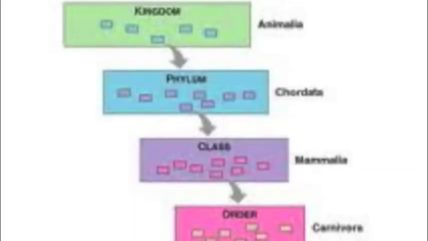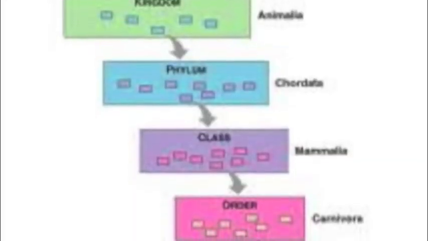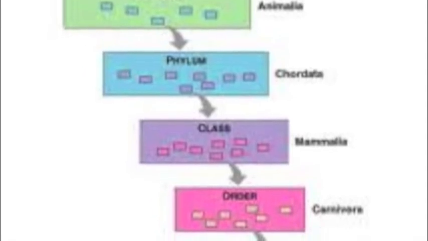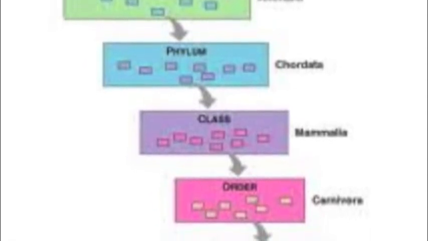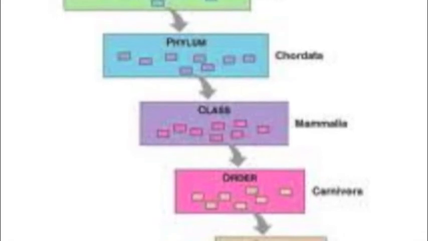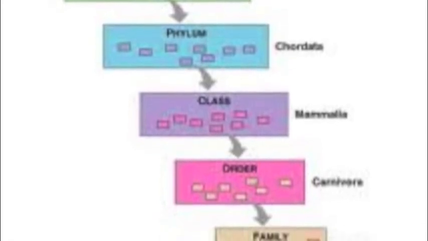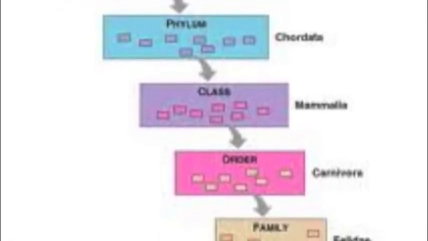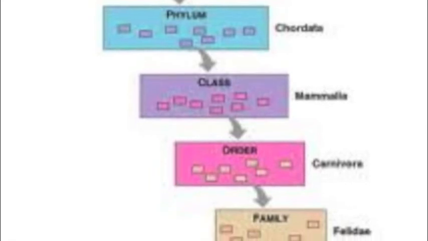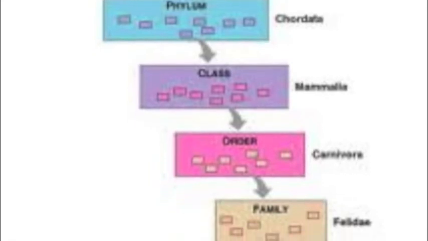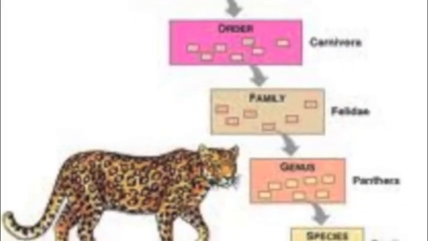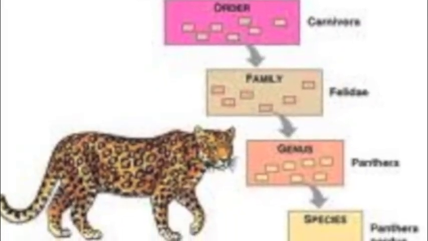The first one begins as kingdom, which has 3 groups, and one example is Animalia. The next one's phylum, which can be Chordata. The following is class, which can be Mammalia. The next one is order, which can be Carnivora. The second one is family, which can be Felidae. The next one is genus, for example panthers. And lastly, species, as panthers.